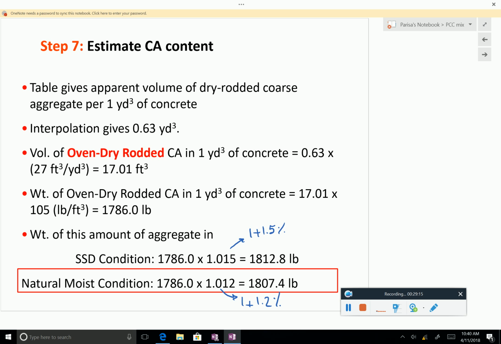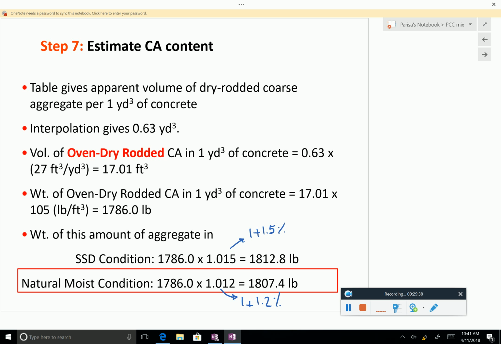Anyone has a question about this? What's going on here? So we get the volume from the table. This happens to be apparent volume. This is what the code is giving us. So you need to have dry rodded unit weight. Because remember, this was based on apparent volume versus densities which were based on absolute volume.